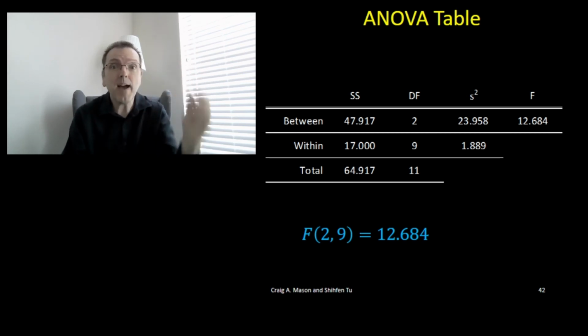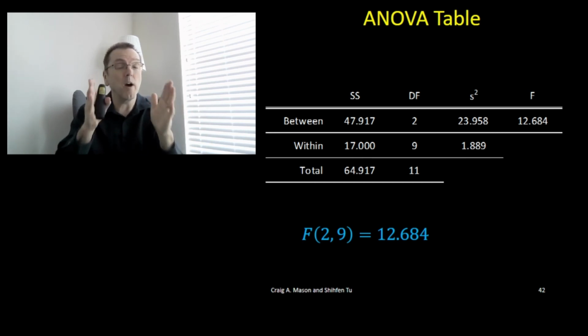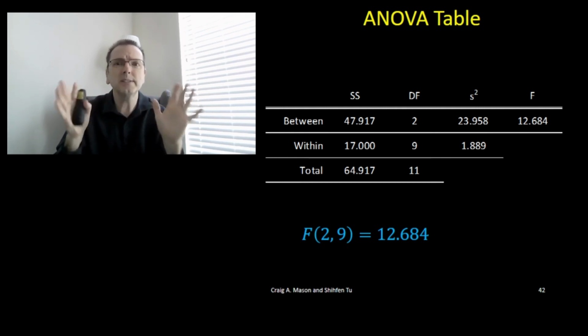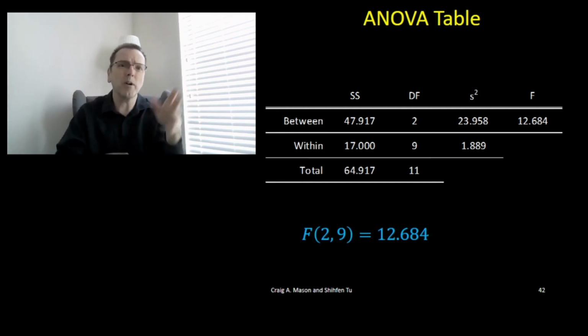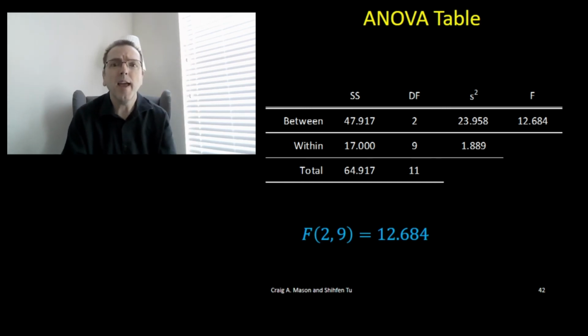To obtain your p-value, all you need to do now is enter the F statistic, that 12.684, and the degrees of freedom of 2 and 9 into Excel or some other software, or look it up in a book, and find what the p-value is.